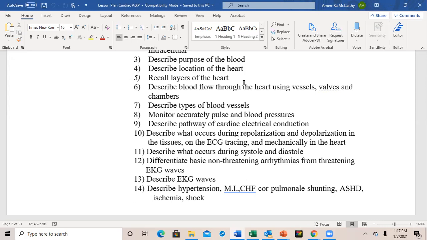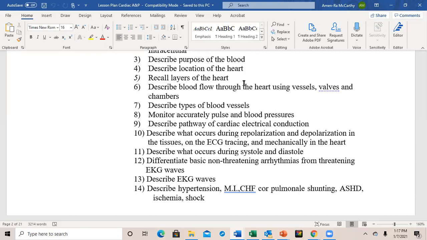All right. Describe the pathway of the electrical stimulation. That's what I said already about the electrical. Just like a lightning bolt. Whenever you see a lightning bolt, it starts at the top and it goes down to the bottom. Well, your heart does the same thing. Electricity moves through the heart the very same way.